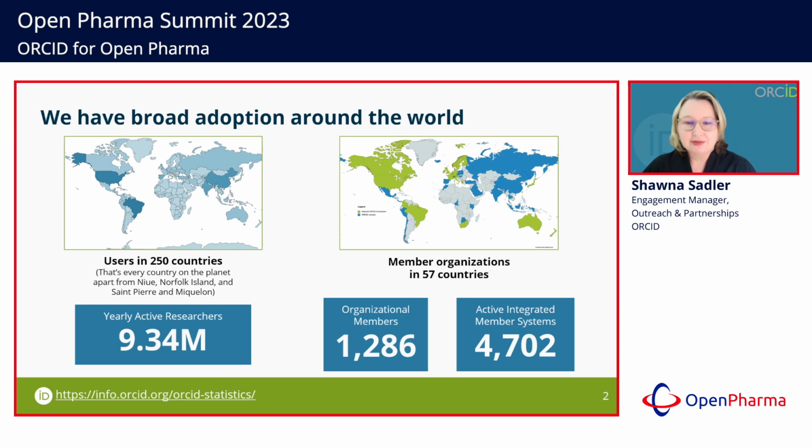So ORCID has researchers in 250 countries, which is every ISO recognized country in the world. There are over 9 million researchers who actively use their ORCID record every year. We have nearly 1,300 members in 57 different countries. So over 4,700 systems integrate with ORCID, which means that ORCID plays a critical role in connecting the ecosystem of the research community, mostly publishers, funders, and employers of researchers.